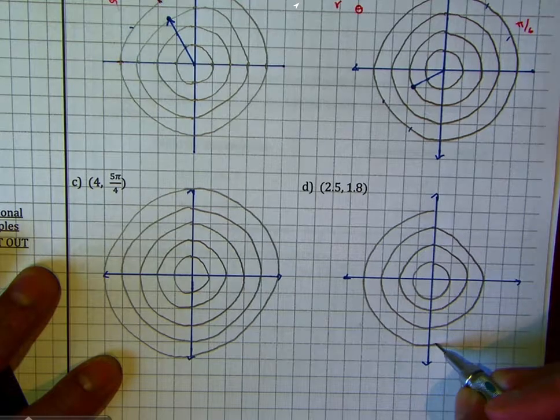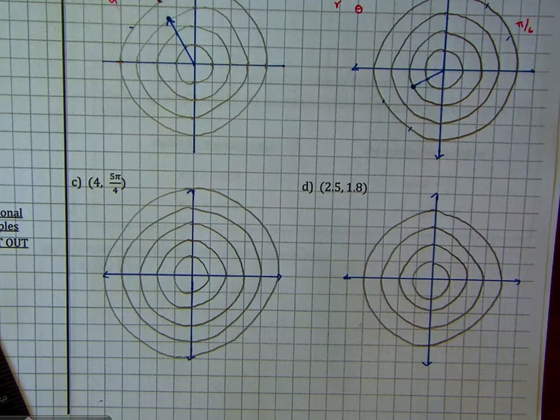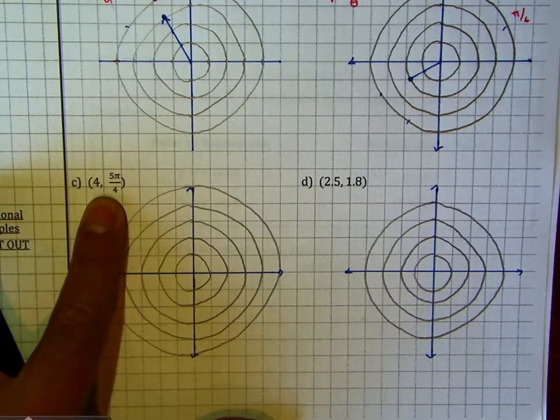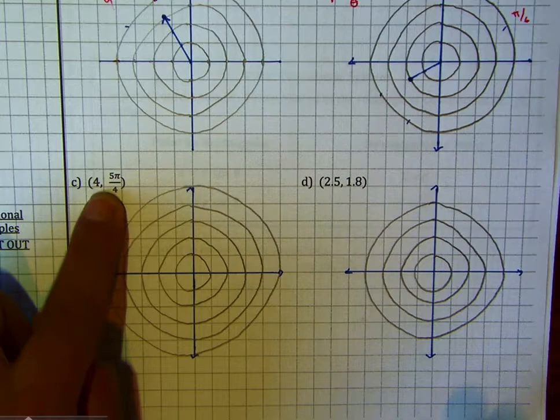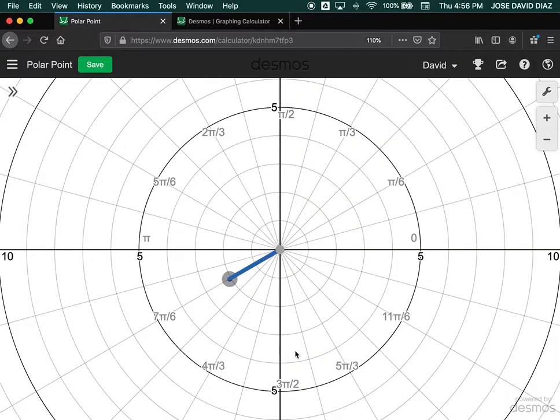That was 2.5, so this will be sufficient. So therefore, the point I'm going to graph is 4 and 5 pi over 4. So first I need to be able to locate where 5 pi over 4 is. This is 1 fourth, 2 fourths, 3 fourths, 4 fourths, 5 fourths.